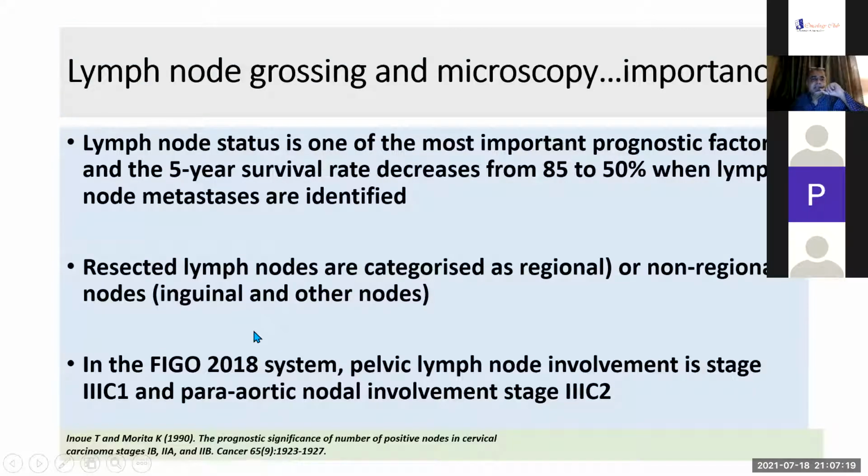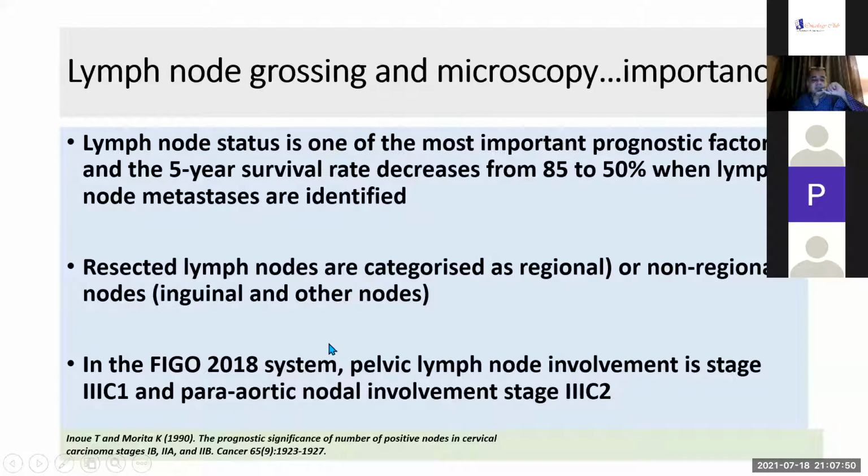Coming to a bit about lymph node grossing and microscopy. Lymph node status is one of the most important prognostic factors, and the 5-year survival decreases from 85 to 50% when lymph nodes are involved. So like in any other cancer, once the tumor has gone beyond the confines of the cervix and gone into the lymph nodes, the survival decreases. So it's important that we know a little bit about lymph node grossing, a little about sentinel lymph node and all that as pathologists. Resected lymph nodes are categorized as regional or non-regional.